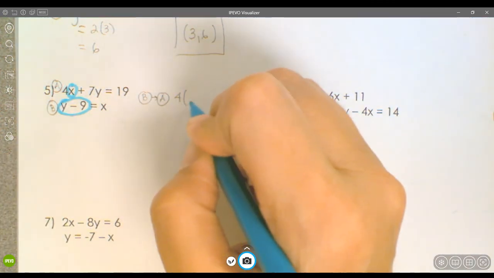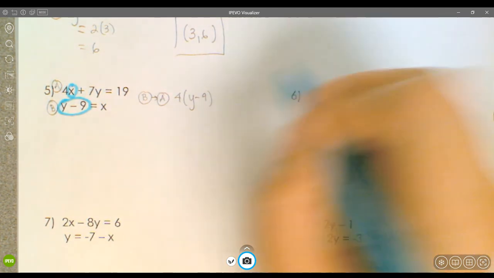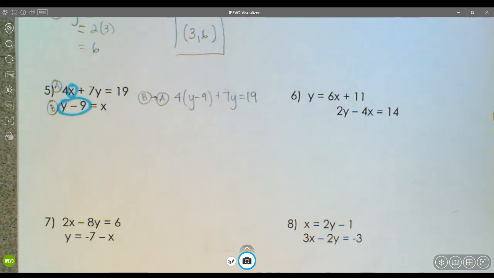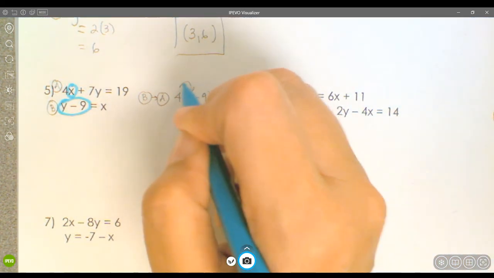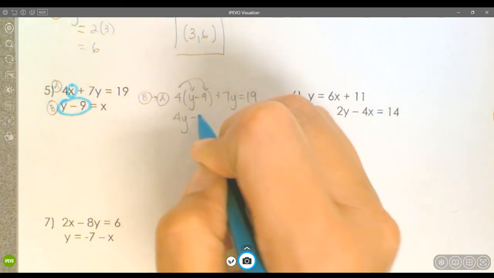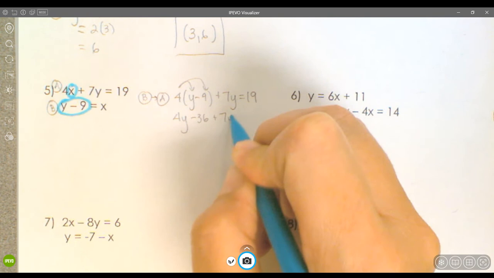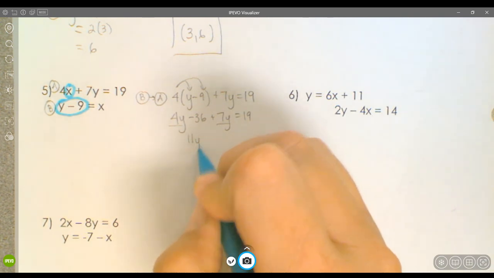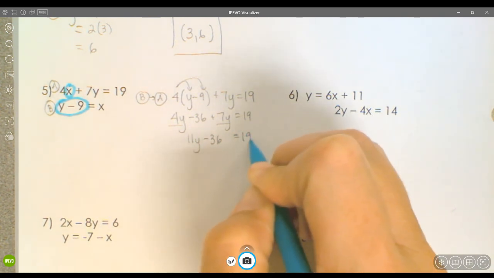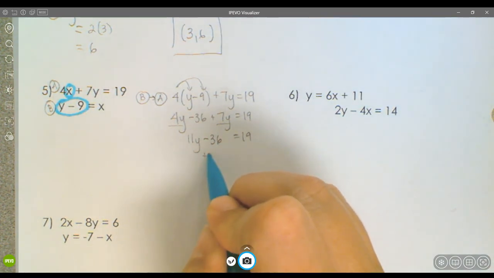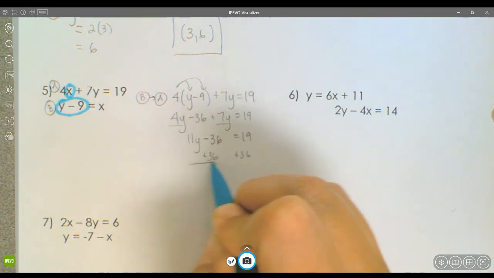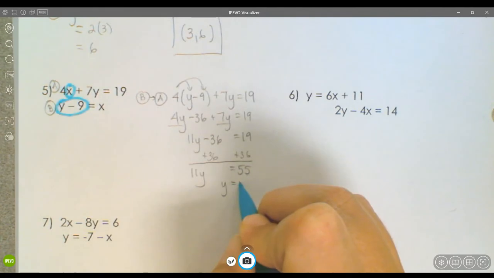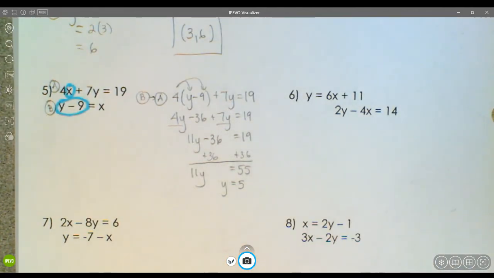So instead of 4 times x, we have 4 times y minus 9 plus 7y equals 19. When I distribute, I have 4y minus 36 plus 7y equals 19. When I put these together, 11y minus 36 equals 19. I'm adding 36 to both sides. I find that 11y equals 55. When I divide both sides by 11, I find that y equals 5.